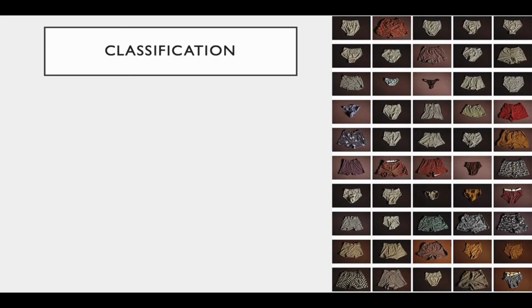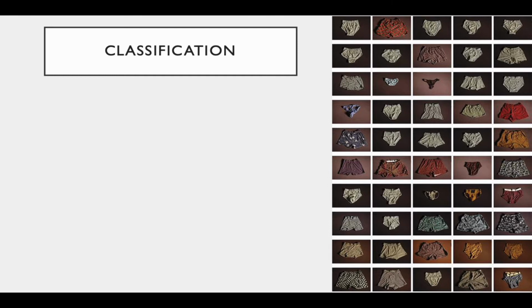But first, the concept of a classification. So if we were to examine these photos here of different pieces of underwear, we can start to see patterns. So we might recognize that there are different colors. So we could group the red underwear versus the white underwear versus the blue underwear. We could group them based on the shape. So thongs would differ from briefs, from boxers, things like that.